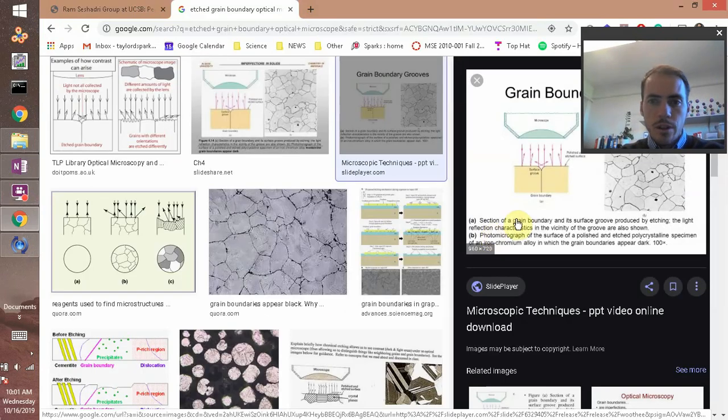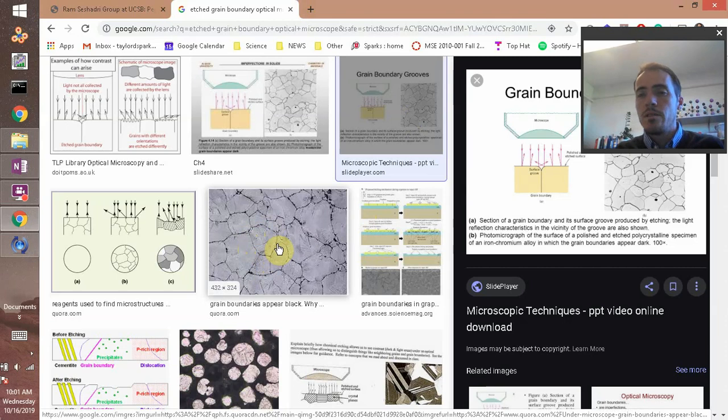Yeah, sure enough. So take a look at this image over here. You've got these dark regions. That's where the etching occurred. And so the light doesn't show up. They appear as black. And the reason that they're black is because that funny angle causes the light to deflect funny.